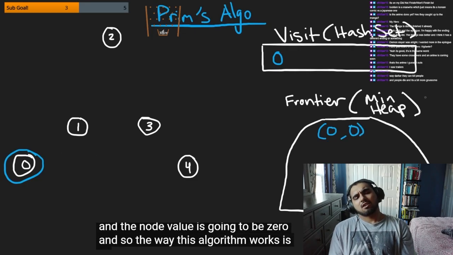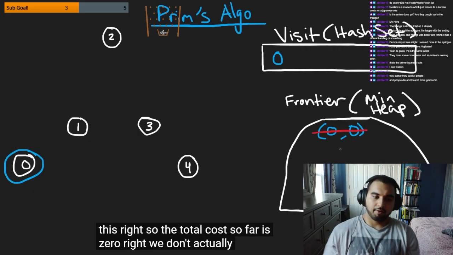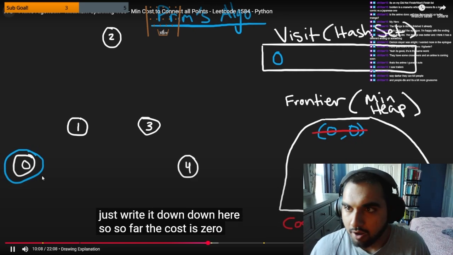And so the way this algorithm works is at each step, we're just going to pop from the min heap. So let's pop the first value, this, right? So the total cost so far is 0, right? We don't actually have to add any cost. And that's actually one other variable we're going to be maintaining. Let me just write it down here. So far the cost is 0. We're going to continuously be adding to it though.